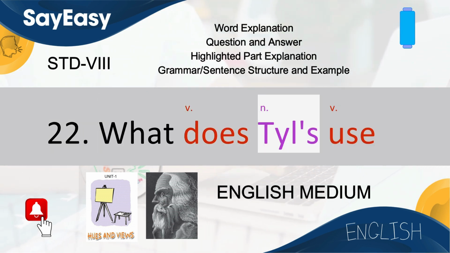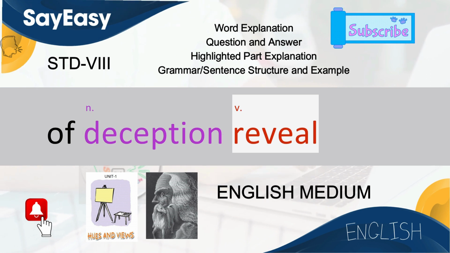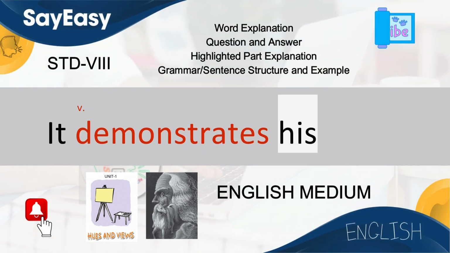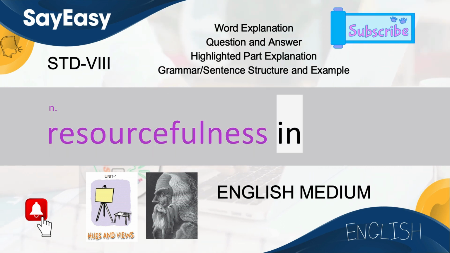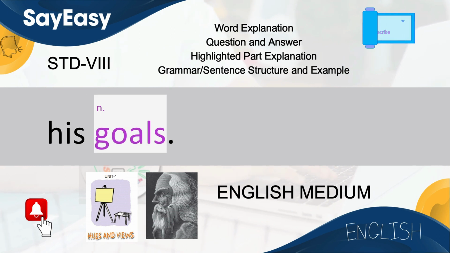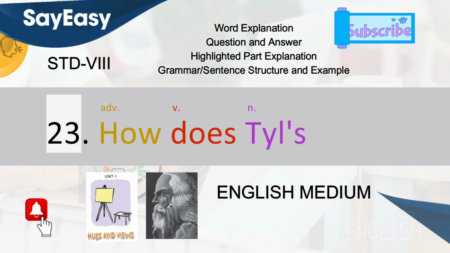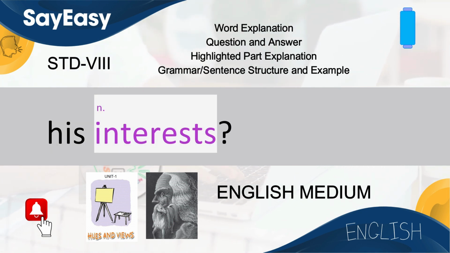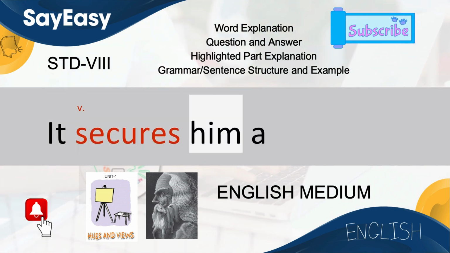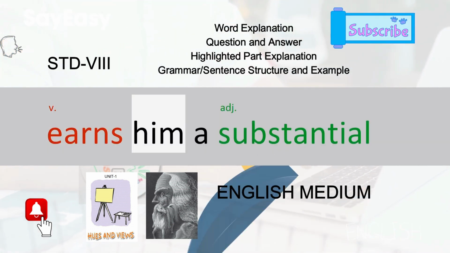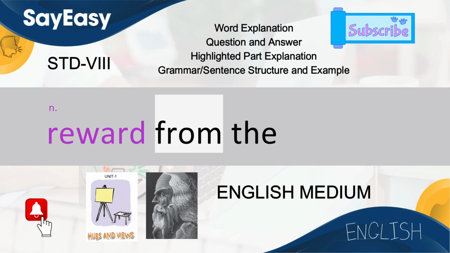22. What does Tivael's use of deception reveal about his character? It demonstrates his cunning and resourcefulness in navigating challenging situations and achieving his goals. 23. How does Tivael's painting ultimately serve his interests? It secures him a prestigious position as the court painter and earns him a substantial reward from the Archduke.